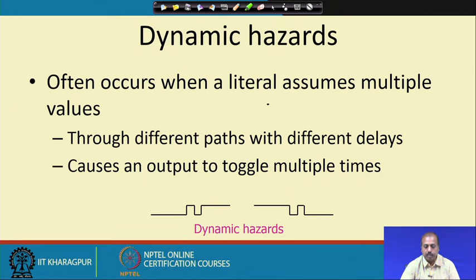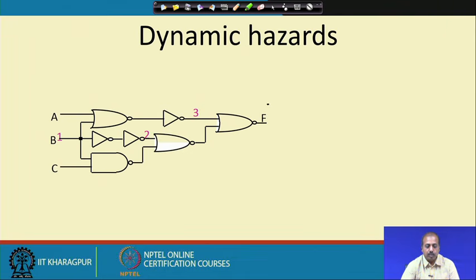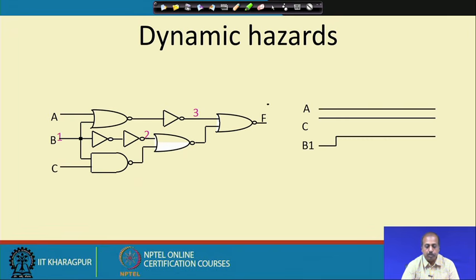So, as we have seen, the output should go from 0 to 1, but in between it makes some toggle, or it goes from 1 to 0, and in between it makes some toggle. So, consider this circuit that has got this A, B, C as input. Suppose the situation is like this, that A is at logic low, C is at logic high, and at this point B1, it changes state from 0 to 1.